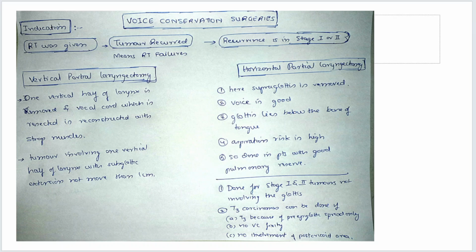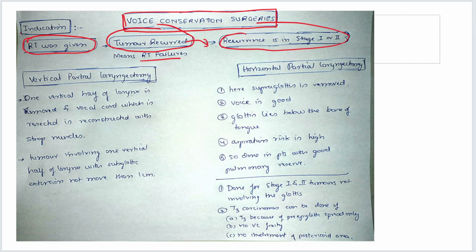Coming to voice conservation surgeries. I want you to have a proper clarity that it is indicated only in cases where the patient has come to you, you have given radiotherapy, but unfortunately the tumor has recurred, which means radiotherapy has failed. Only in recurrences you go for voice conservation surgery. You do not go for voice conservation surgery as a first step. Only in cases of recurrence after radiotherapy.